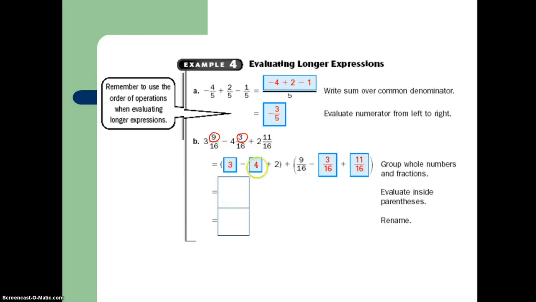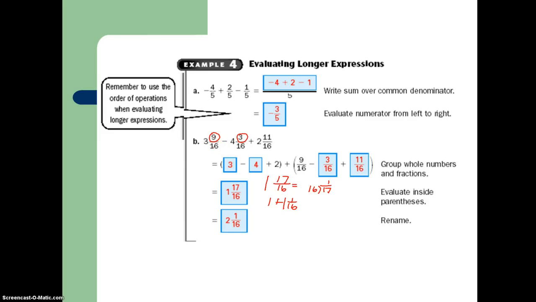You can see 3 minus 4 is negative 1 plus 2 is 1. 9 minus 3 is 6 plus 11, 17 over 16. Well, the 17 over 16 is improper, so you actually need to solve 17 over 16, bring down the 17. 17 over 16 is actually 1 and 1/16. Add that to the 1, you have 2 and 1/16.